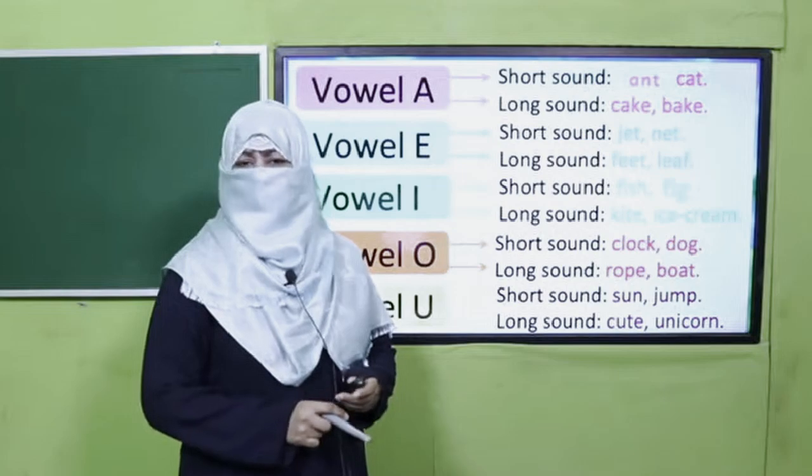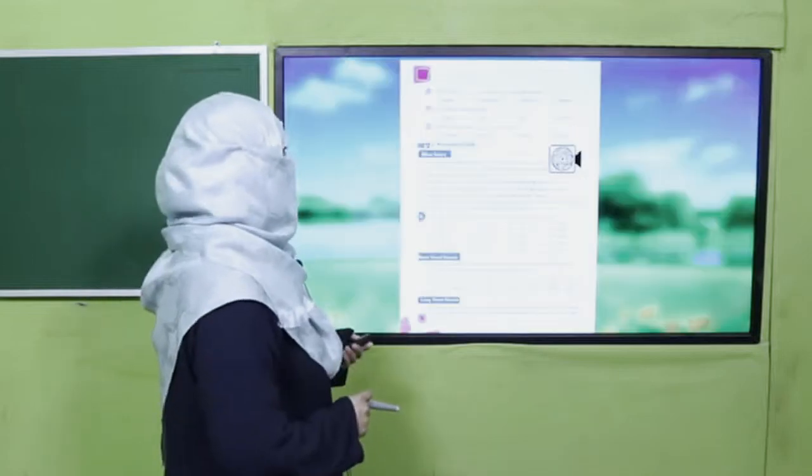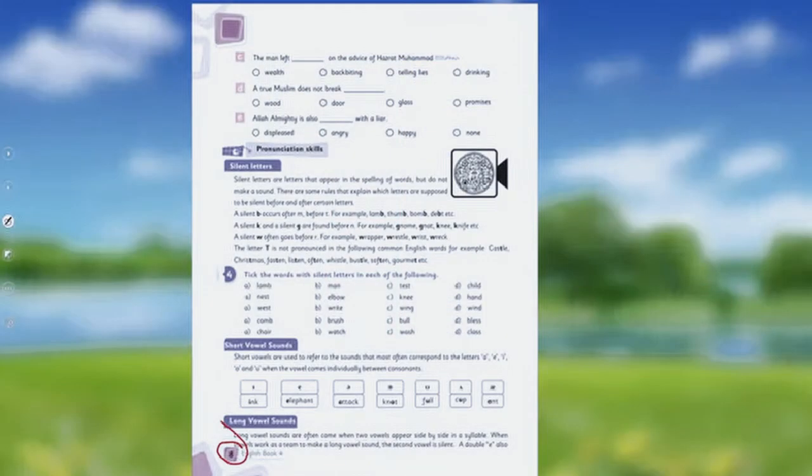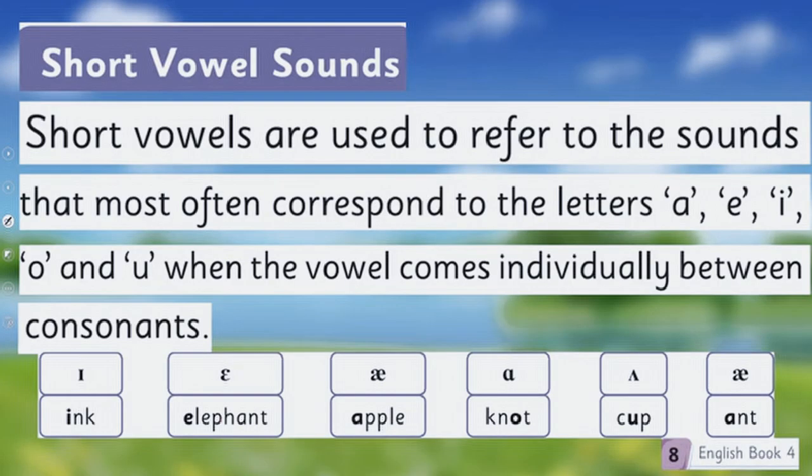Yes, all right, my children. I hope you are done with this. So let's see what your book says about it. Open your book on page number 8. Here it's short vowel sounds.